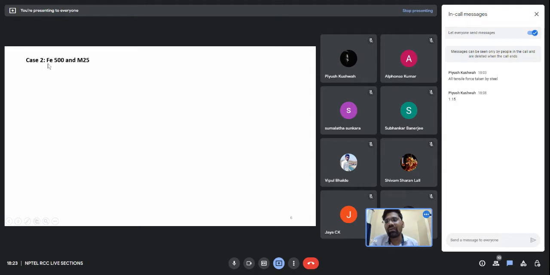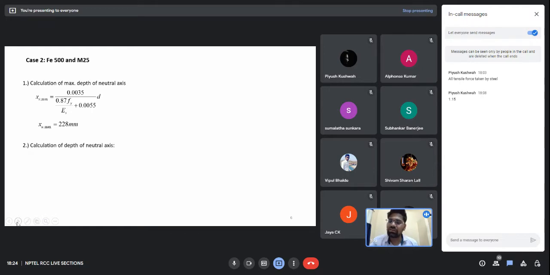Now what we have is Fe 500 and M25. Okay, so let's see, again we have to calculate the ultimate moment of resistance. So for that also, now the grade of the concrete as well as the grade of the steel has changed. So we need to again calculate the maximum depth of neutral axis by using the strain profile. From the strain profile I get this equation, or you can use directly 0.46d. So this is the maximum depth of neutral axis. This occurs for the balanced section.